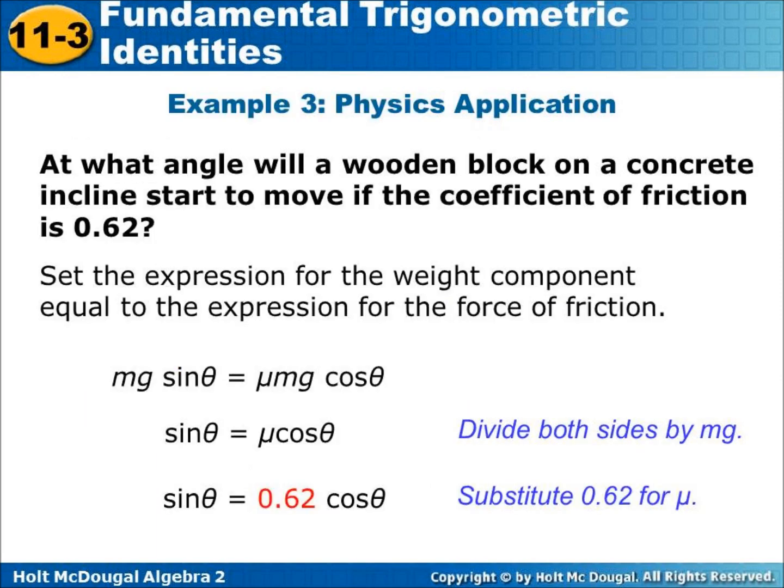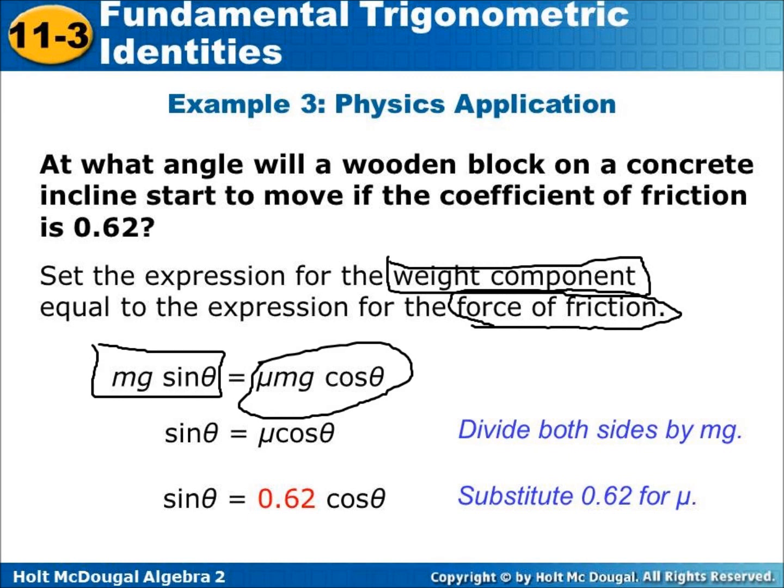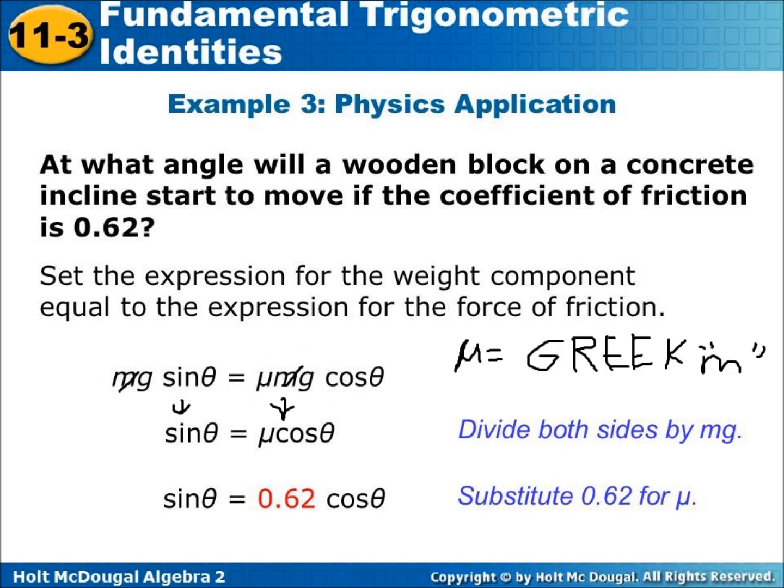Have a daily dose of physics grad questions. At what angle of a concrete incline will a wooden block start to move if the coefficient of friction is 0.62? We set the weight component expression equal to the force of friction expression. We divide both sides by mg. That weird-looking u is equivalent to a lowercase m in English from the Greek alphabet.